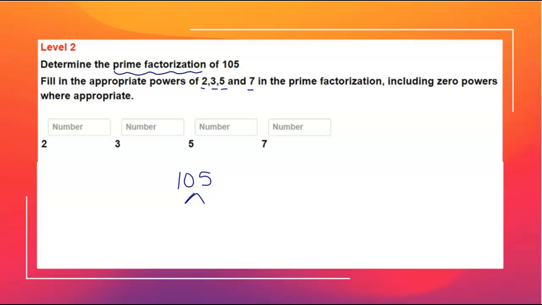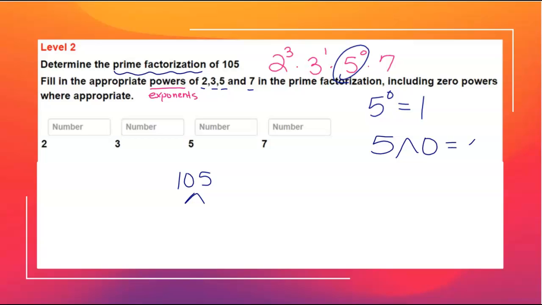Now, we need to fill in the powers, which are really exponents. So that's another word for powers. So we're going to wonder, is this 2 to the third times 3 to the first times 5 to the 0 maybe times 7? And the reason why we have 0 is because anything to the 0 power is 1. So that base 5 would go away. And if you did 5 to the 0 on your calculator, you would get 1.